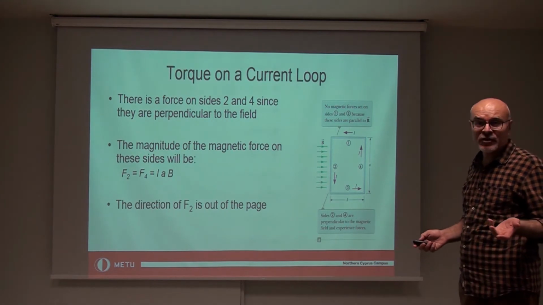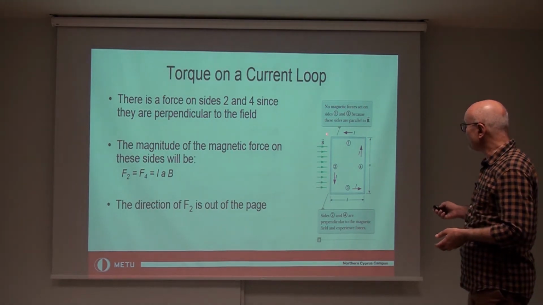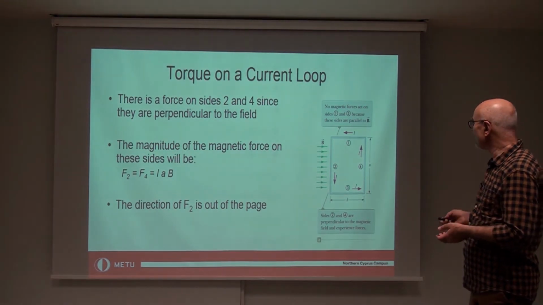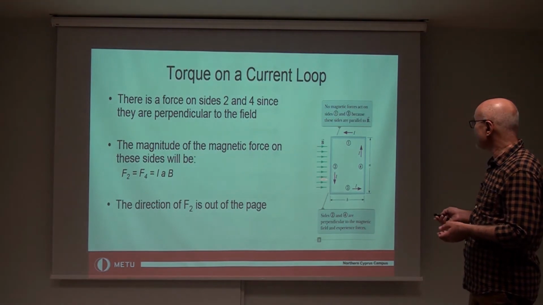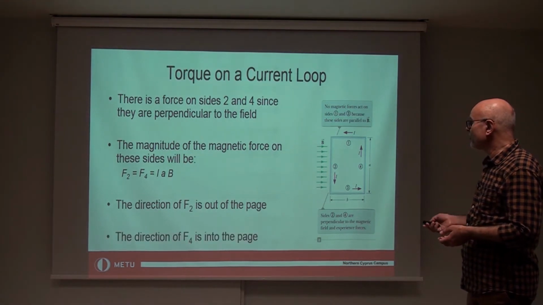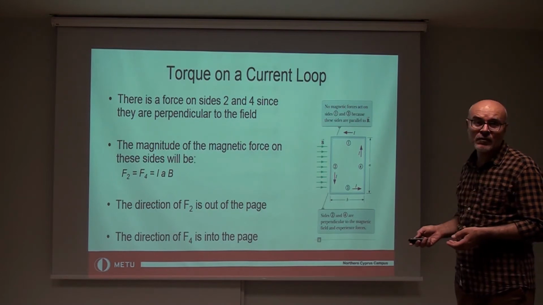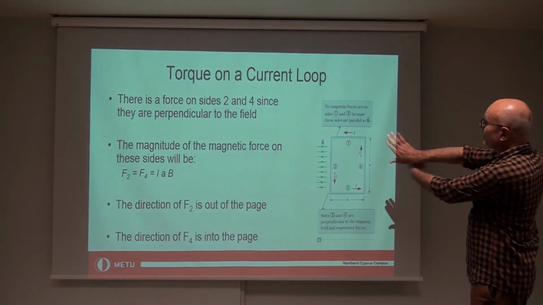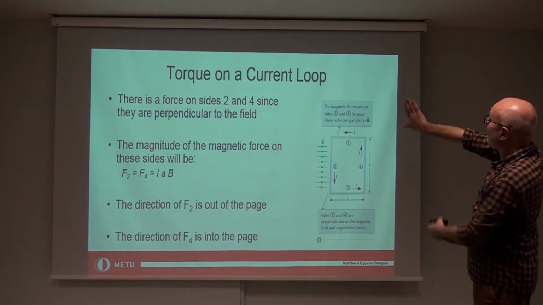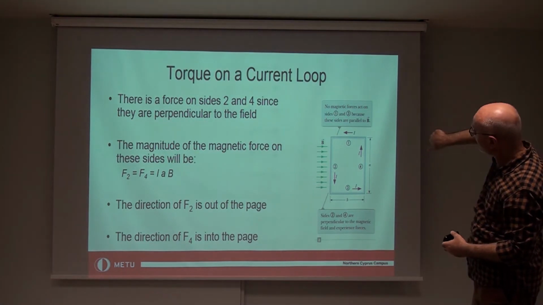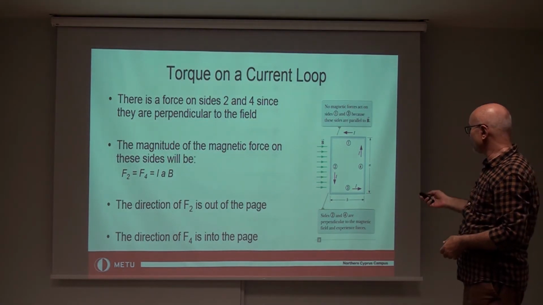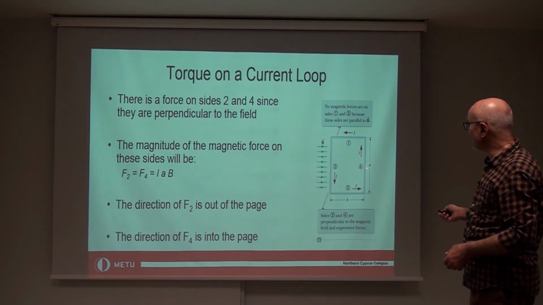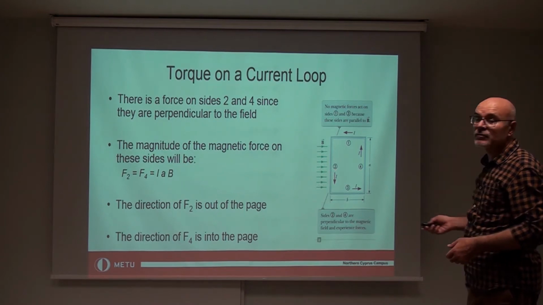Now, what about the direction? Well, you just apply the right-hand rule. L is downwards, B is to this side, so F2 in this case is out of the page, and F4 is into the page. For example, for F4, this is I, the magnetic field is to the right here, so F is into the page. The opposite applies to side 2. So here we have a force into the page, and here we have a force out of the page.